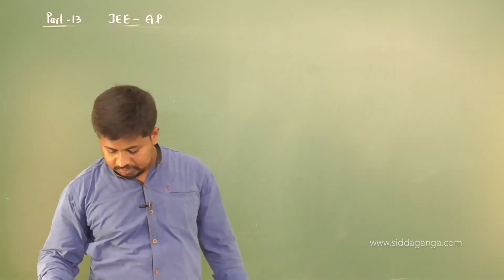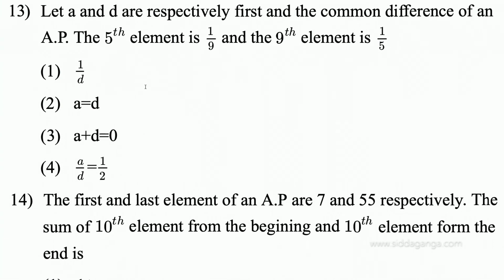Okay, let's move to question number 13. A and D are respectively the first term and the common difference of an AP. The fifth element is 1 by 9 and the ninth element is 1 by 5. Then what happens among the following?